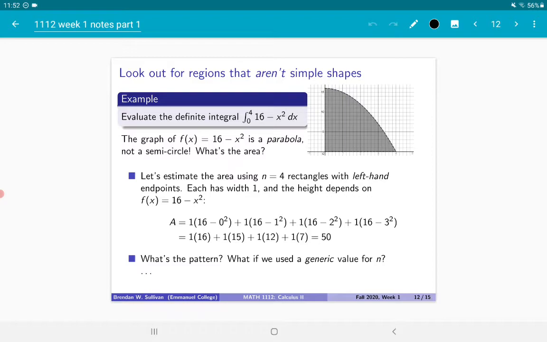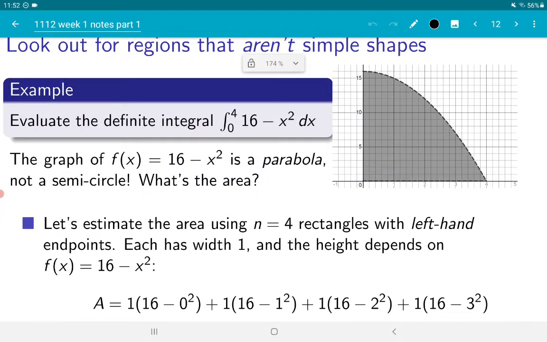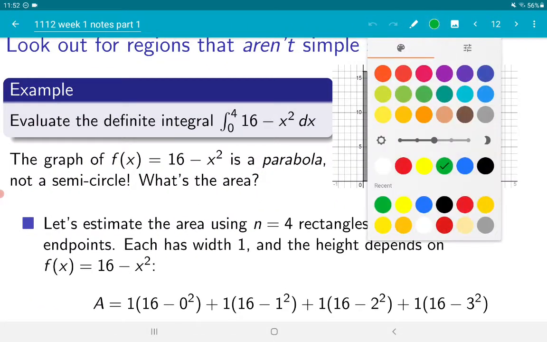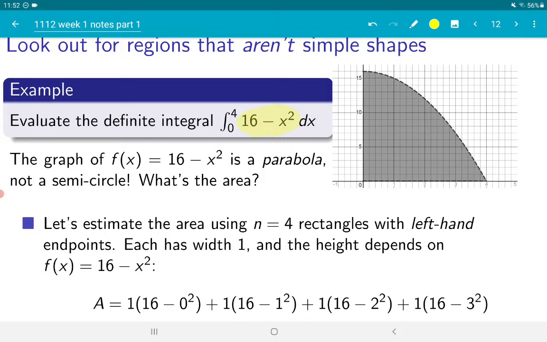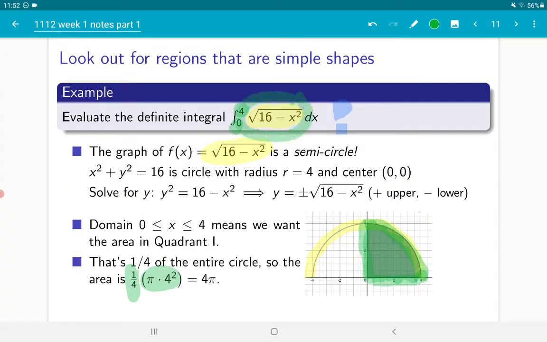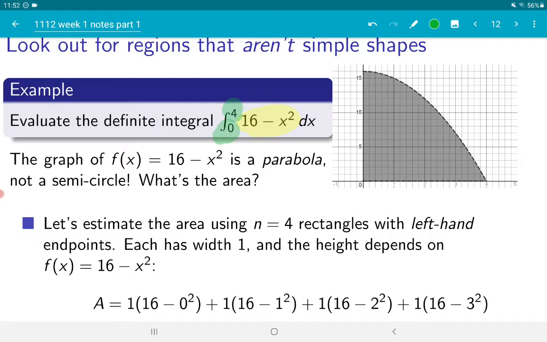However, at the same time, I have to make the recommendation that we need to be on the lookout for areas that are not nice, simple shapes. For example, I picked this one because the setup and the function look almost identical. I just got rid of the square root. Let's do 0 to 4 and 16 minus x squared instead of the square root of 16 minus x squared. But it turns out that changes a whole lot.